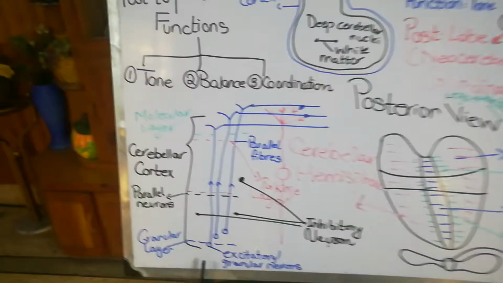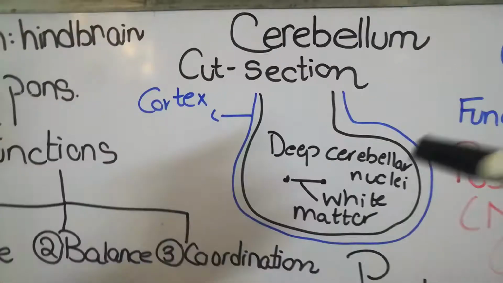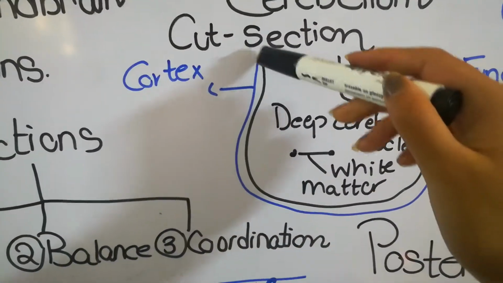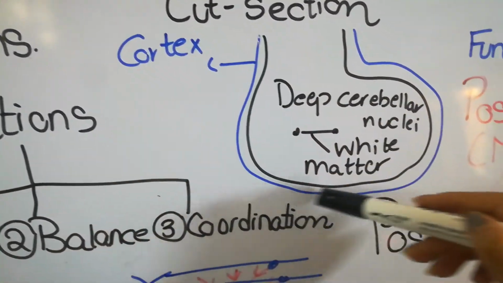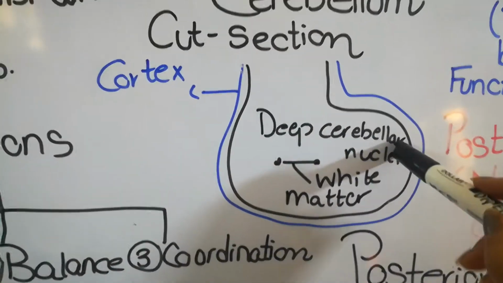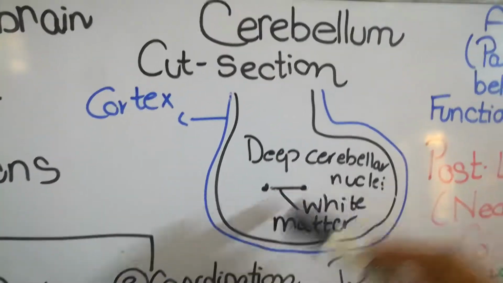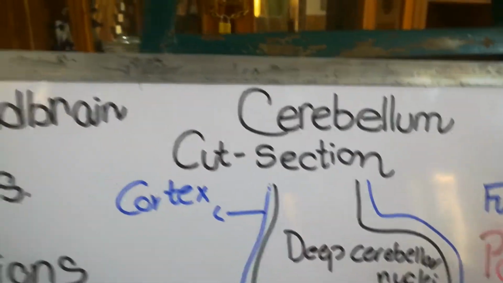Fine. Now, coming into a little bit more about the layers of the cerebellum. You can see here that this is a cerebellum, and the outer covering of the cerebellum is known as the cerebellar cortex. Inside, you have nuclei known as the deep cerebellar nuclei, and these nuclei are connected with one another by means of the white matter of the cerebellum.